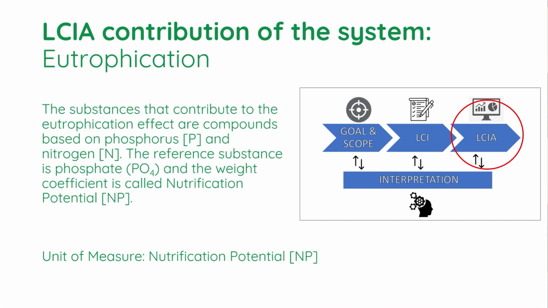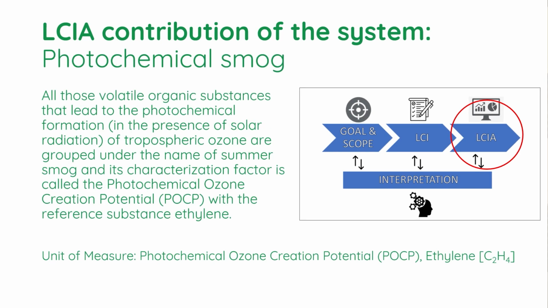Then we have eutrophication. The substances that contribute to the eutrophication effect are compounds based on phosphorus or nitrogen. And the reference substance is phosphate, and the weight coefficient is called nitrification potential, NP. Then we have photochemical smog. All those volatile organic substances that lead to the photochemical formation of tropospheric ozone are grouped under the name of summer smog, and its characterization factor is called the photochemical ozone creation potential, with the reference substance ethylene.